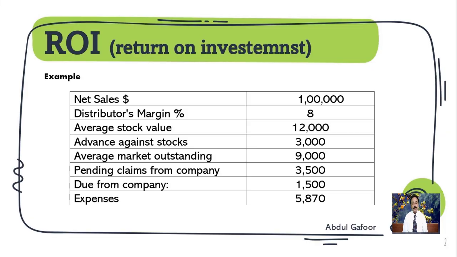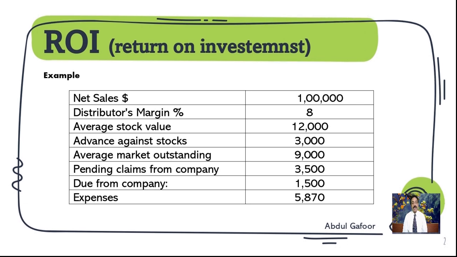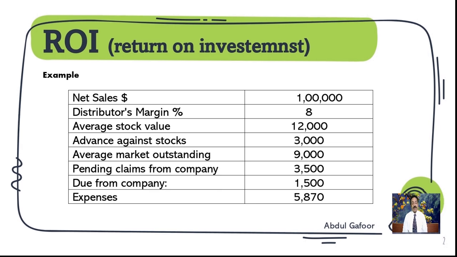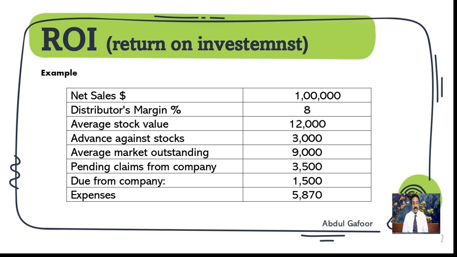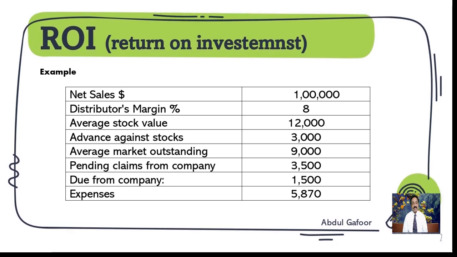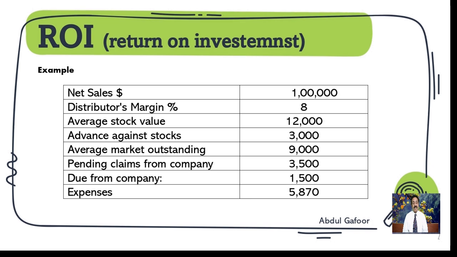Now I will explain a case study on how to calculate the ROI in general. Okay, you can see this sheet. The turnover is $100,000. Distributor margin is 8%. He was holding average stock of $12,000. Advance against supplies is $3,000. Market outstanding is $9,000. Pending claims from the company is $3,500. Due from the company is $1,500. His total expenses are $5,870. Now let us calculate the ROI considering this case study.